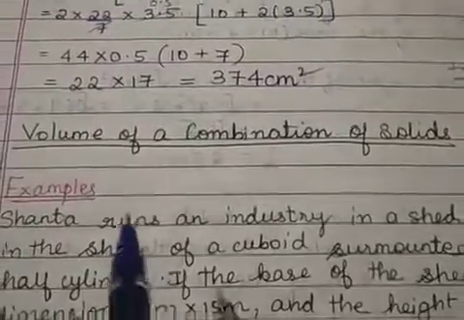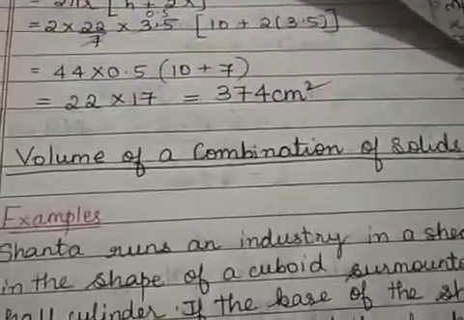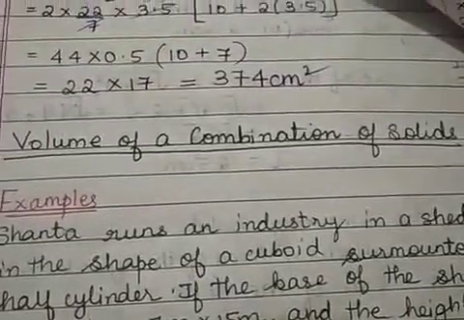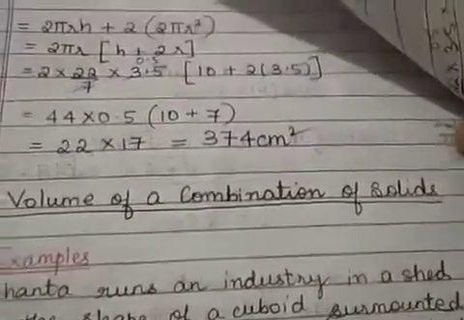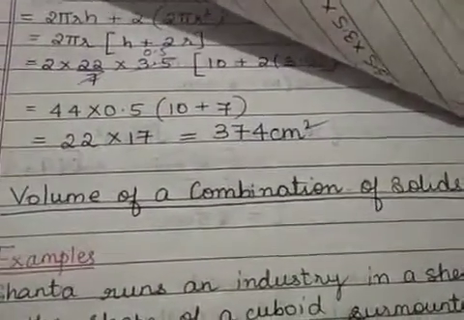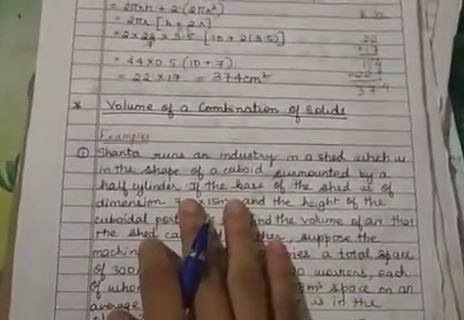In this video, we are going to see volume of a combination of solids. Now, in the previous examples, you saw how to find area of combination of solids. Now, we will see how to find volume of combination of solids. Now, let us see the first example.